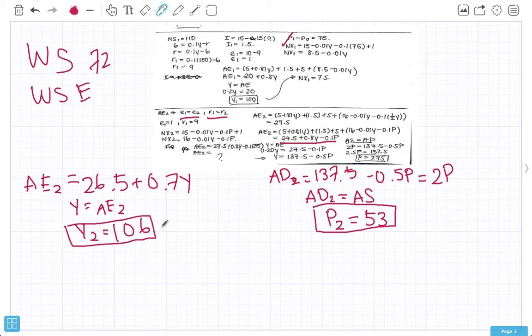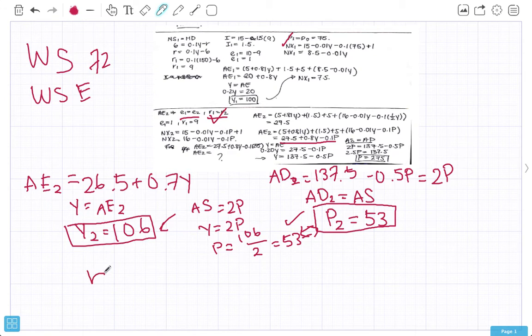And you can also verify this step by just saying, since AS equals p, y equals p, now p is just 106 over 2, which is 53, which is the same. So you're good. And then to go to AE3, you let R flexible and I flexible, but you still keep the exchange rate fixed.